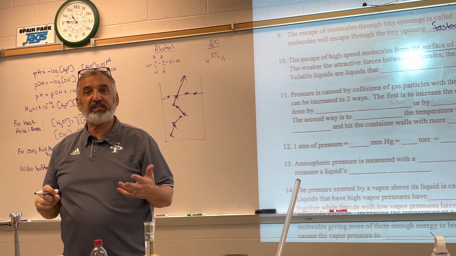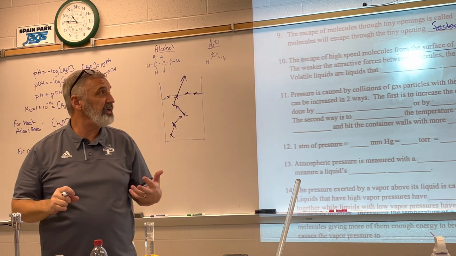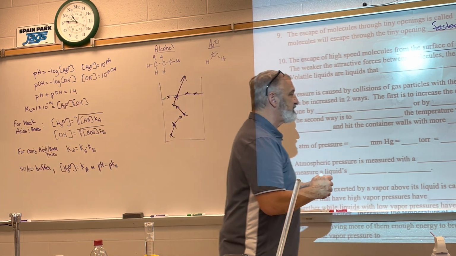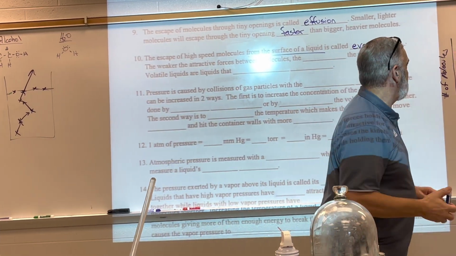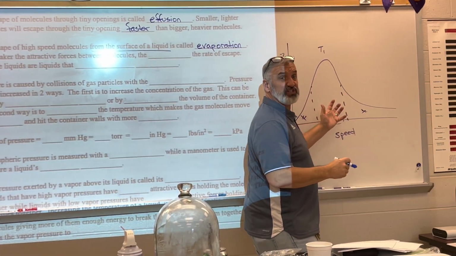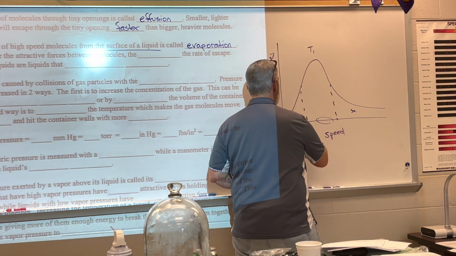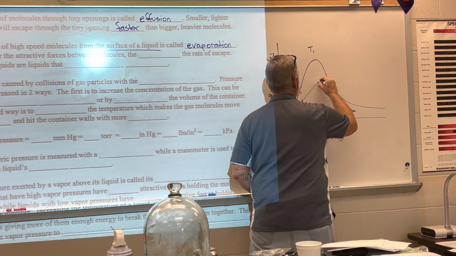So we make things evaporate more quickly if we increase the temperature. Now if I increase the temperature to some new temperature, T2, the area under the curve, I have the same number of molecules, but I'm going to increase the range.